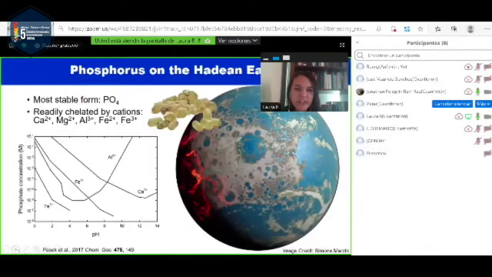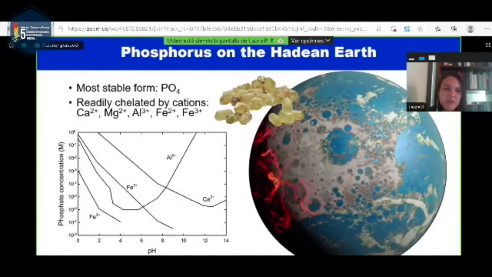So phosphorus is really important for life as we know it. On the early Earth, its most stable form would have been orthophosphate or PO4. Unfortunately, phosphate readily crashes out of solution and forms minerals when cations are present. And what this diagram is showing here is that at a wide range of pH, you have to contend with several different cations crashing out the phosphate.